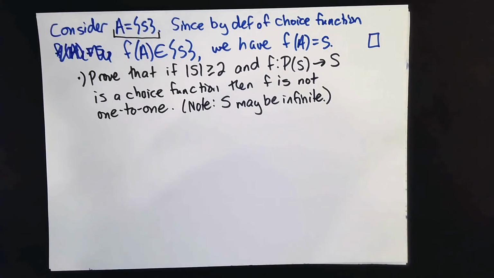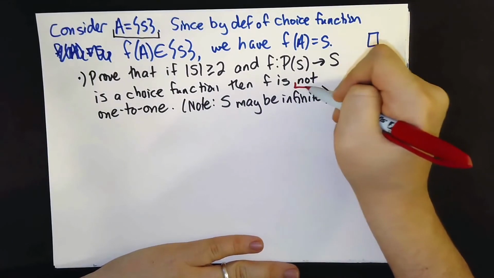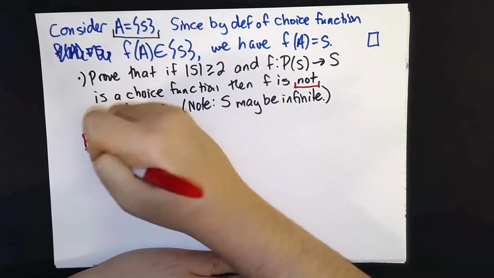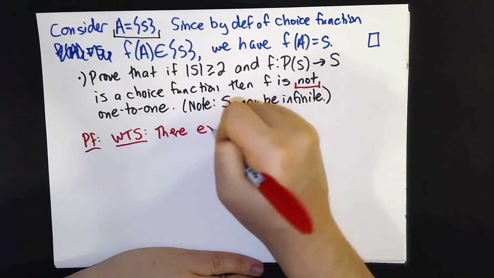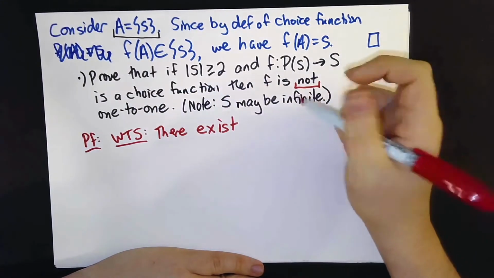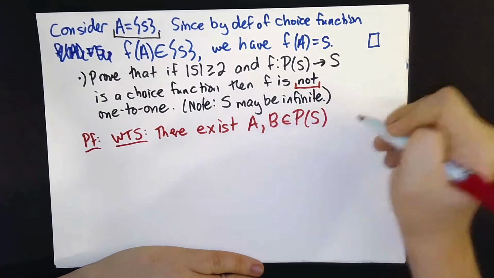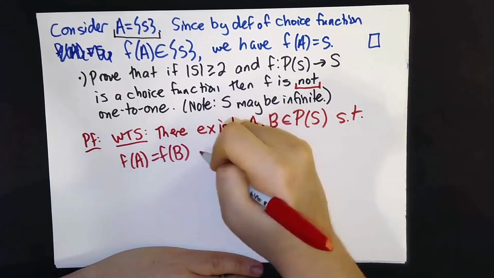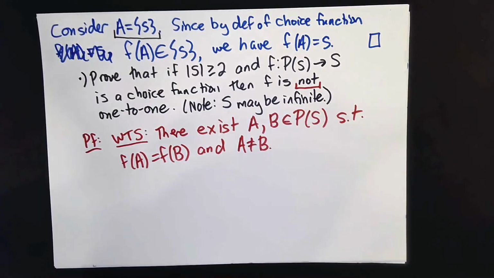So this has a slightly different flavor from the previous examples, because now we're actually not showing something is 1-to-1, we're showing something is not 1-to-1. And so what does it mean to show that a function is not 1-to-1? Again, we should carefully write this down, as we want to show that there exist, let's say, a and b in the power set of S, such that f of a equals f of b. And don't forget, that's not all. We also need a is not equal to b.